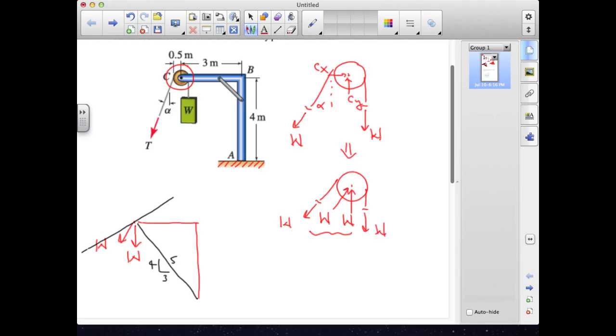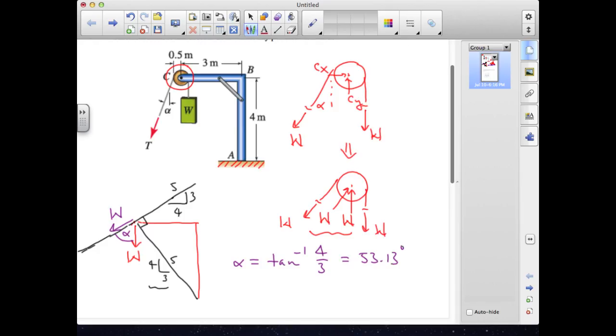So if we have a 3, 4, 5 triangle like this, then the orientation of alpha will be such that we have a 3, 4, 5 triangle like this. This will be perpendicular. The slopes are the negative reciprocals of each other. So here now is our preferred orientation for W that maximizes the moment. We have this corresponding value of alpha, and we can see that alpha is the arc tangent of 4/3, and that turns out to be 53.13 degrees.